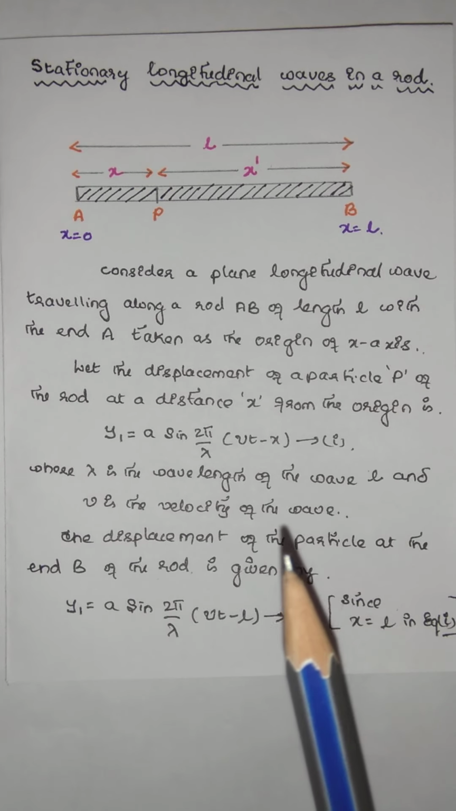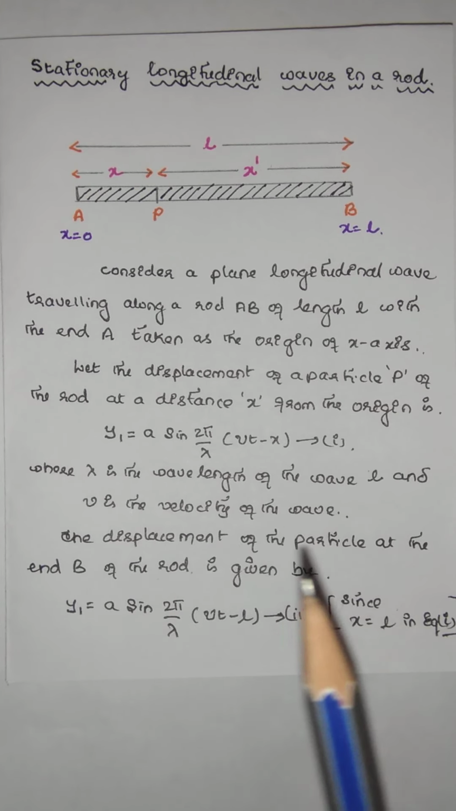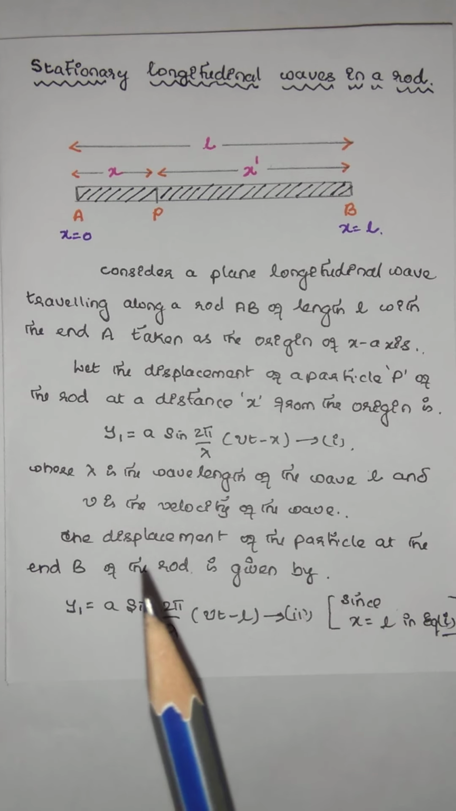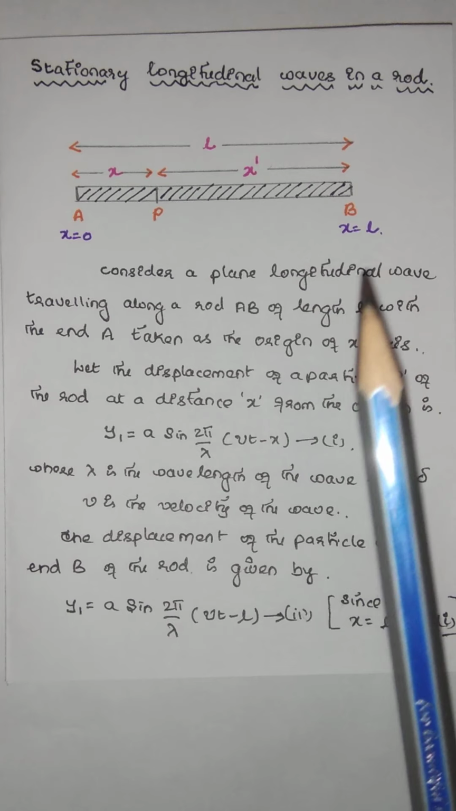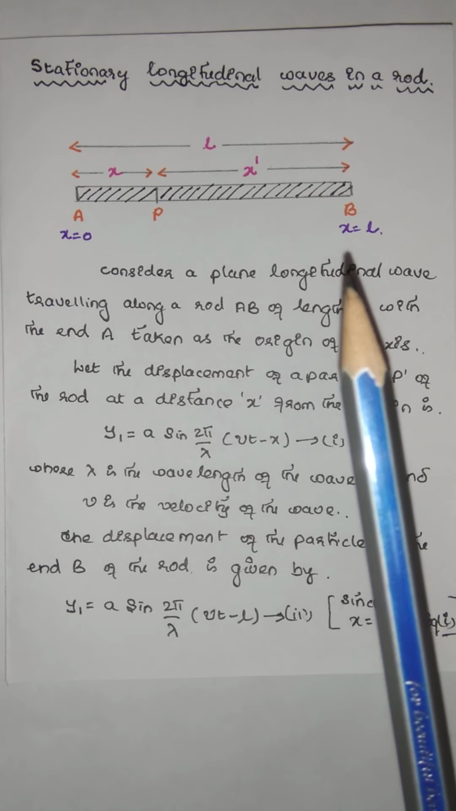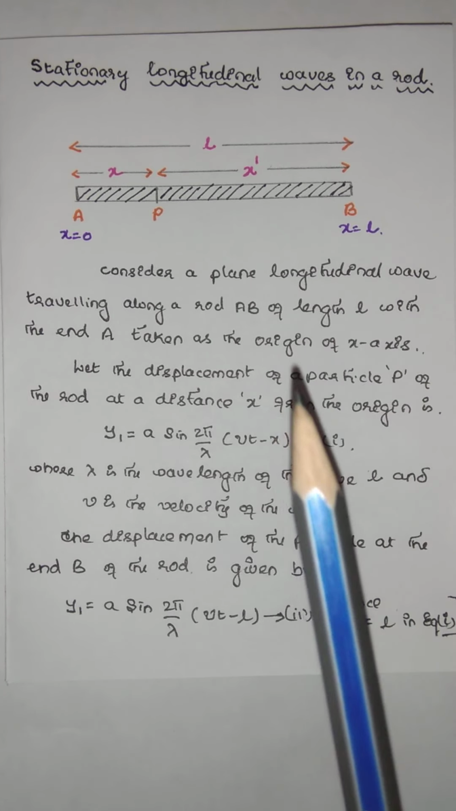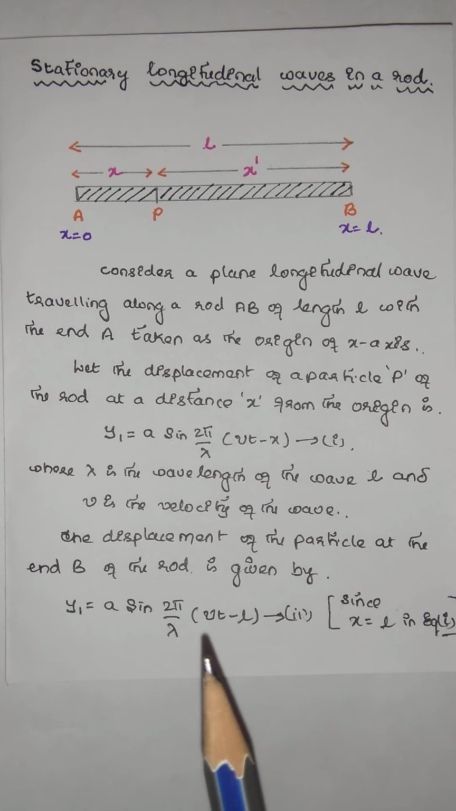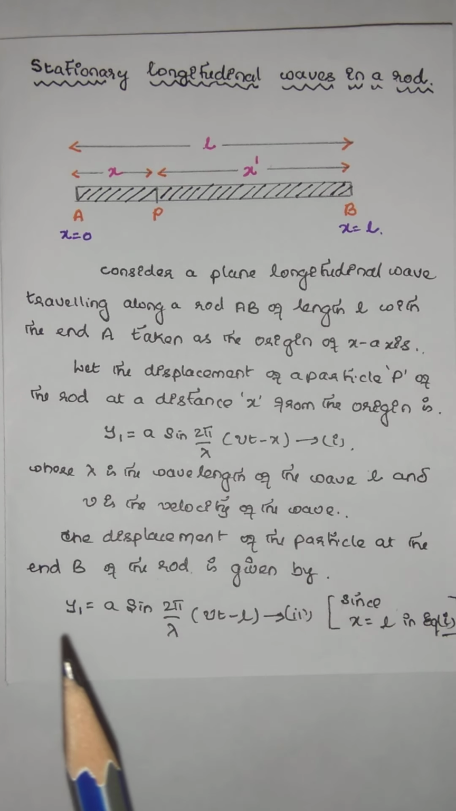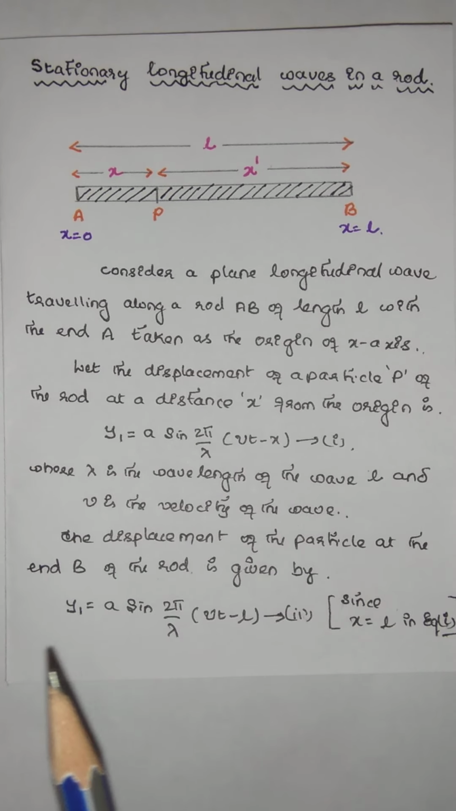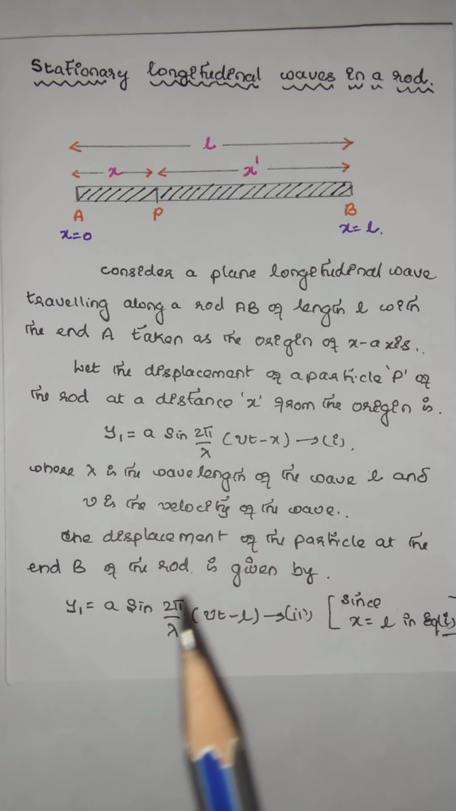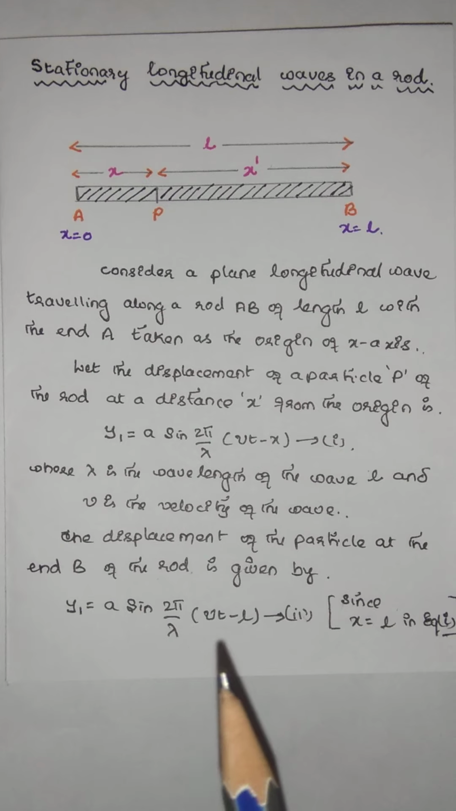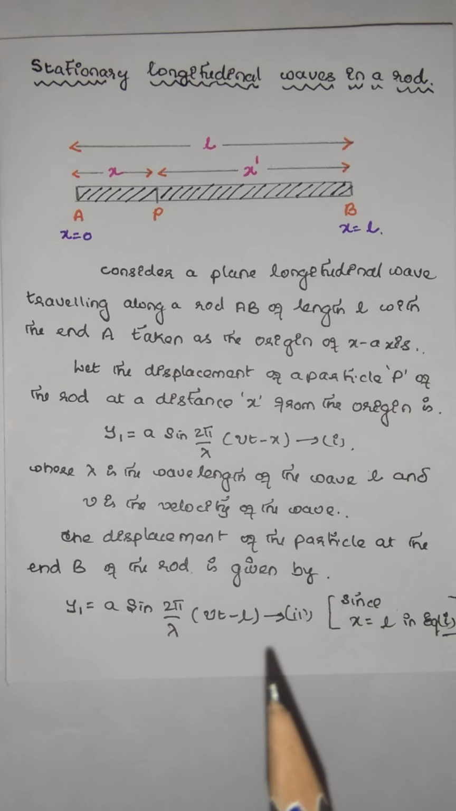Then the displacement of the particle at the end B of the rod is given by, as the point B is at a distance x is equal to L, therefore on replacing x by L here, we get the displacement. Therefore, the displacement y1 is equal to a sin 2 pi by lambda into (Vt minus L). Let us call this the second expression.